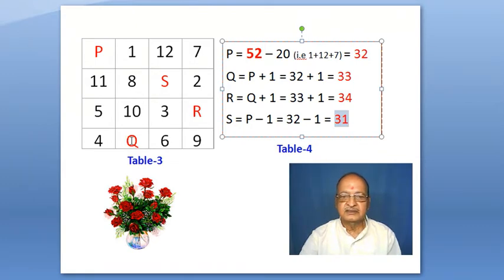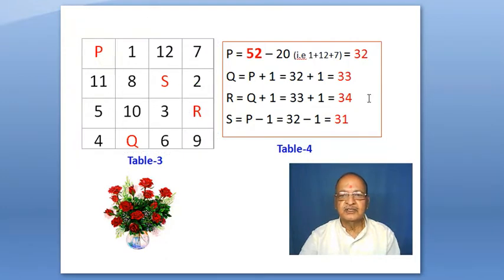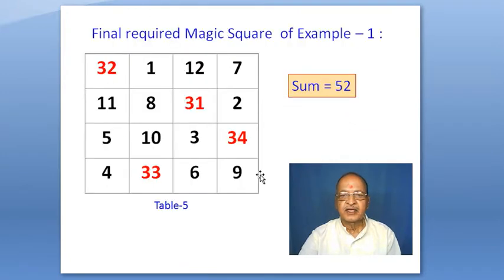Then fourth row, second column. Then second row, third column. And this is third row, fourth column. So these numbers we have to replace by these numbers. Next stage we are replacing the number and updating this value.